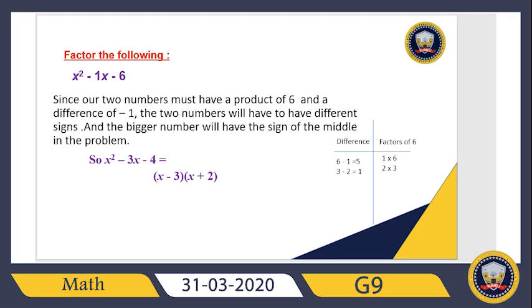We started the first example yesterday. We're gonna take a new example today. The example says factor the following: x squared minus 3x minus 4, x squared minus 3x minus 4.